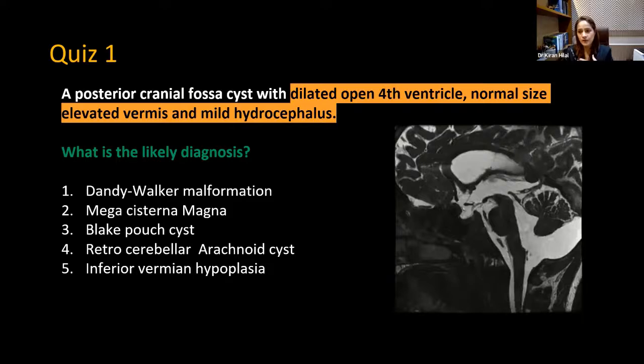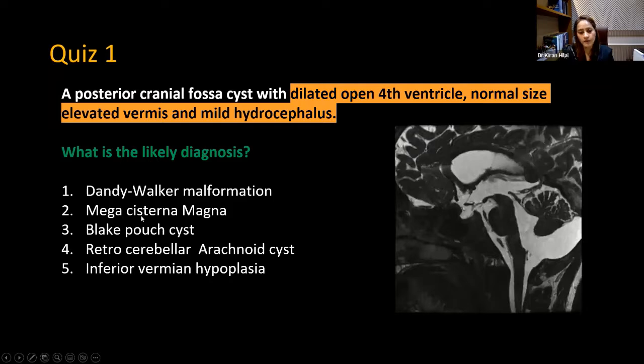So we will start with quiz number 1. This is the image, and I'm going to tell you the findings. It is saying there's a posterior cranial fossa cyst. This cyst has a dilated fourth ventricle, with a normal size and normal appearance vermis, but elevated, with a mild hydrocephalus. Considering these findings in your mind, what is the likely diagnosis?